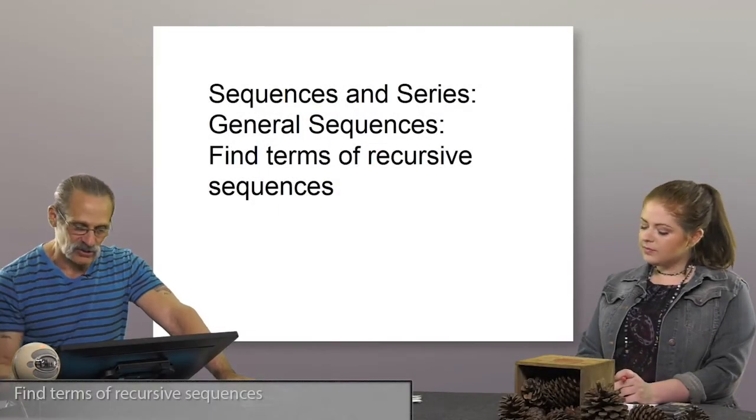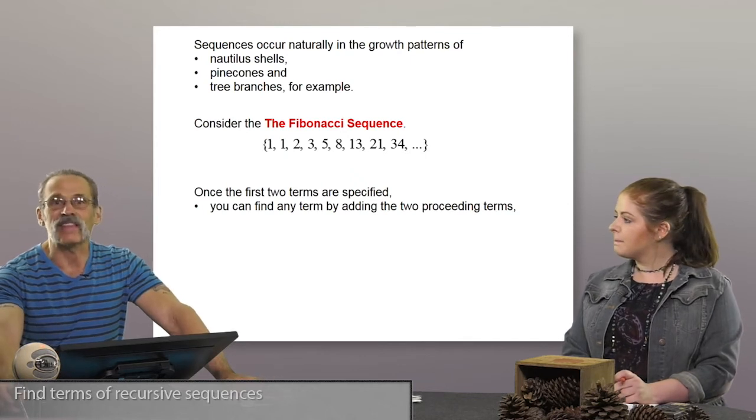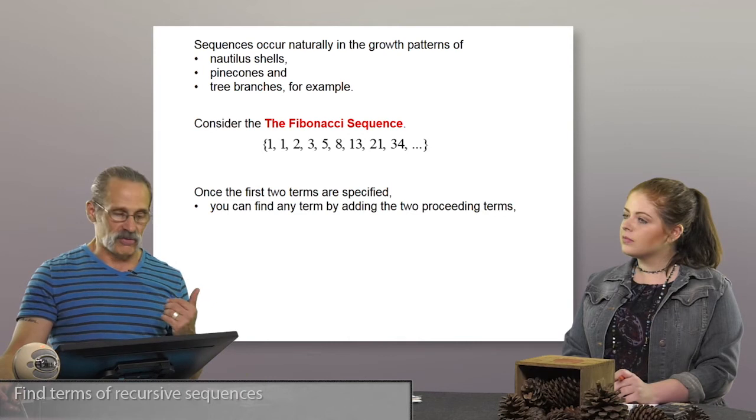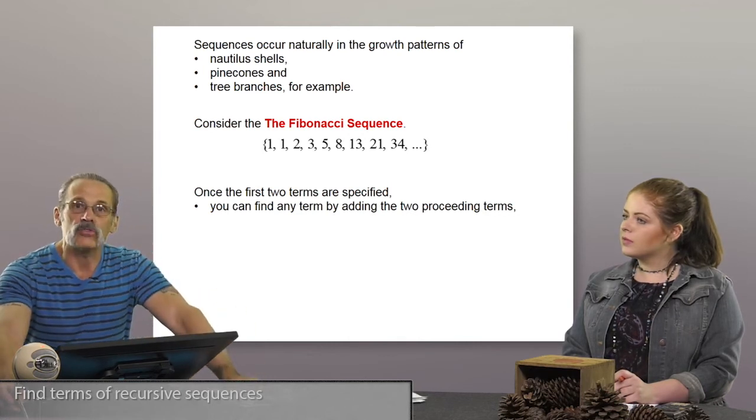Find terms of recursive sequences. Sequences like this Fibonacci sequence occur in nature. They will occur in growth patterns of things like nautilus shells, pine cones, and tree branches.